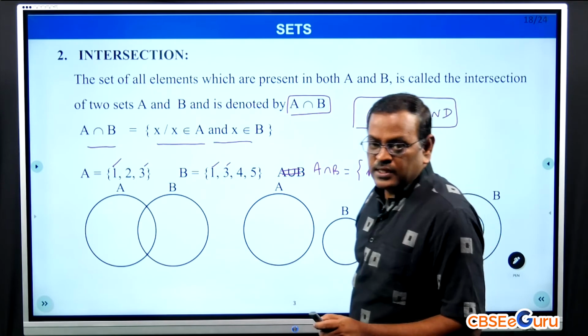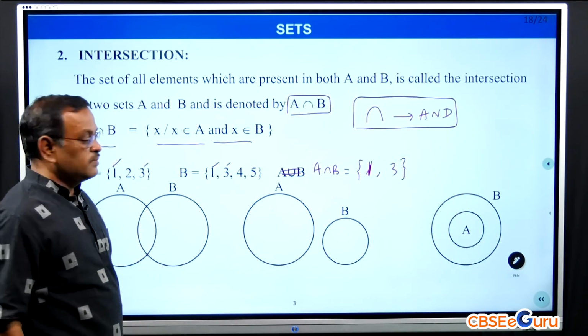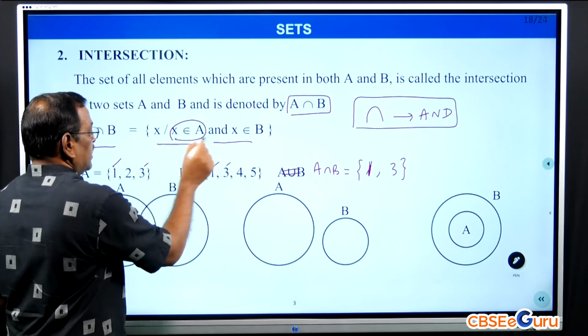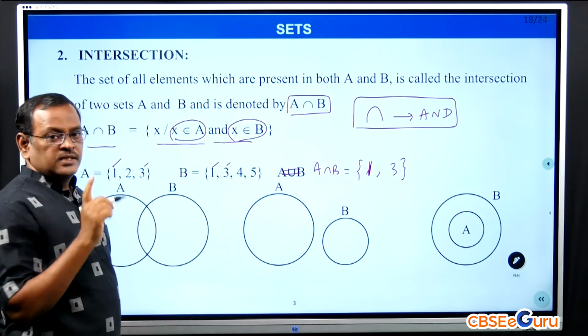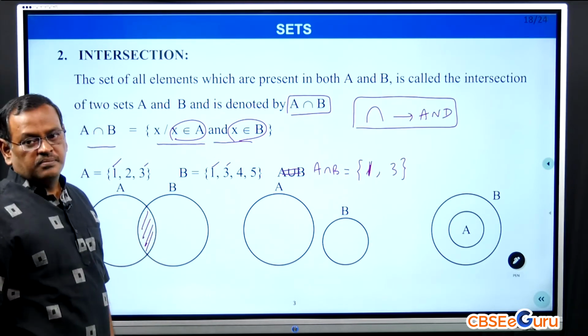And if you apply this concept of this definition, how to shade A intersection B? x belongs to A and x belongs to B, that is a common element, is this A intersection B.